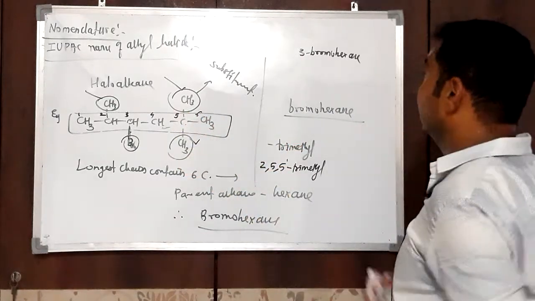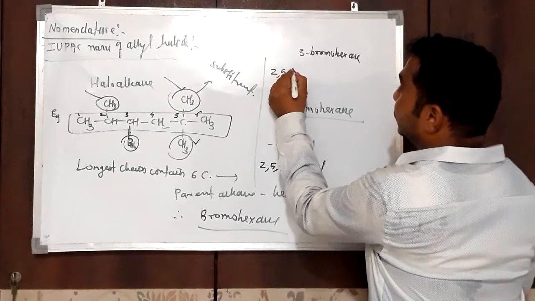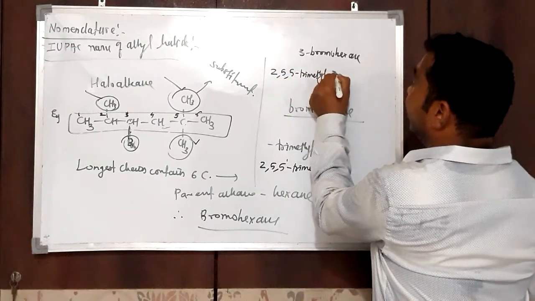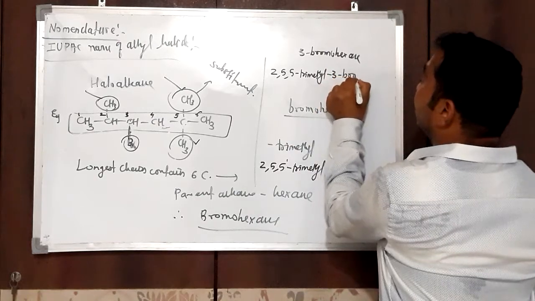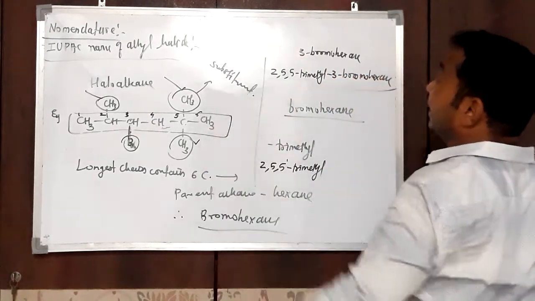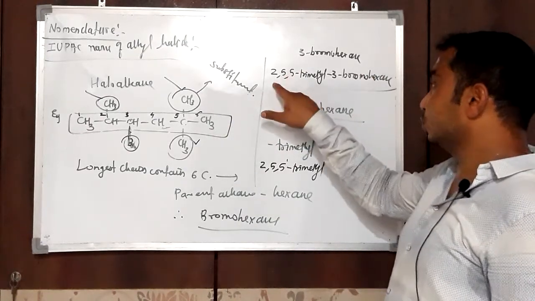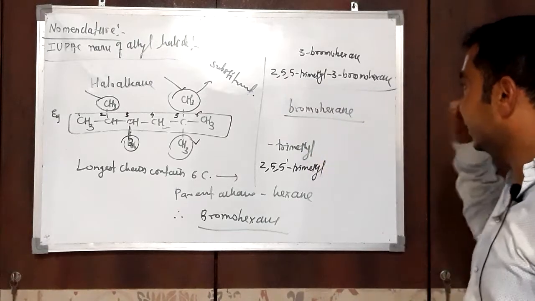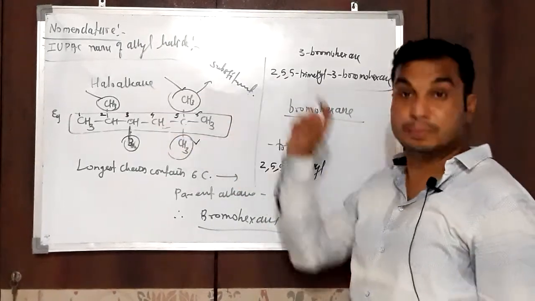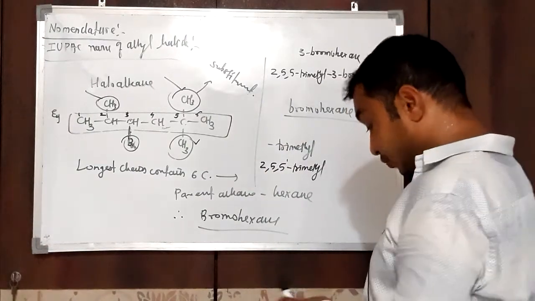Plug this in. Now 2, 5, 5 trimethyl dash 3 bromohexane is the complete IUPAC name of this compound. 2, 5, 5 trimethyl 3 bromohexane is the IUPAC name for this compound. Okay, remember, very simple. One more example.